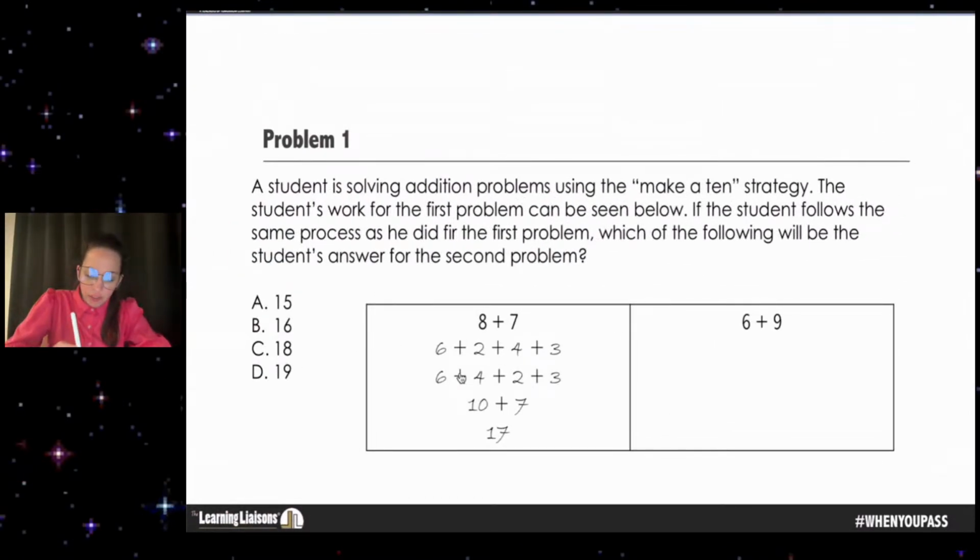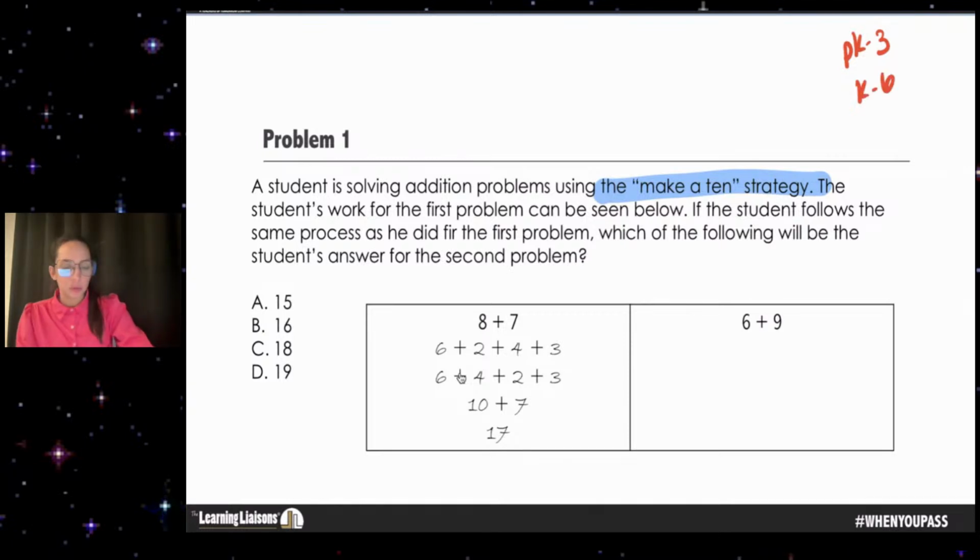So the student is solving addition problems using the make a 10 strategy. Mind you, this is going to be a pre-K through 3, K through 6 kind of problem. High school people, I promise we will get to stuff for you in a little bit. The student's work for the first problem can be seen below. So we're looking to follow the same process.